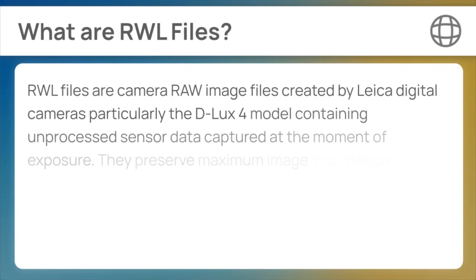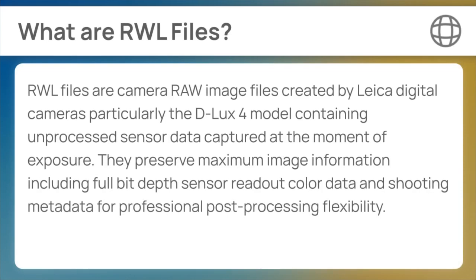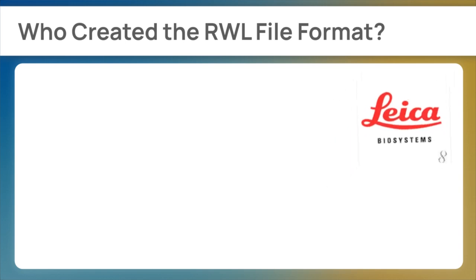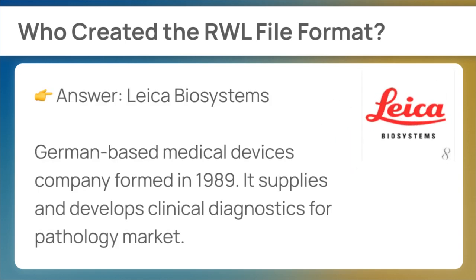RWL files are camera RAW image files created by Leica digital cameras, particularly the D-Lux 4 model, containing unprocessed sensor data captured at the moment of exposure. They preserve maximum image information, including full bit depth, sensor readout color data, and shooting metadata for professional post-processing flexibility.